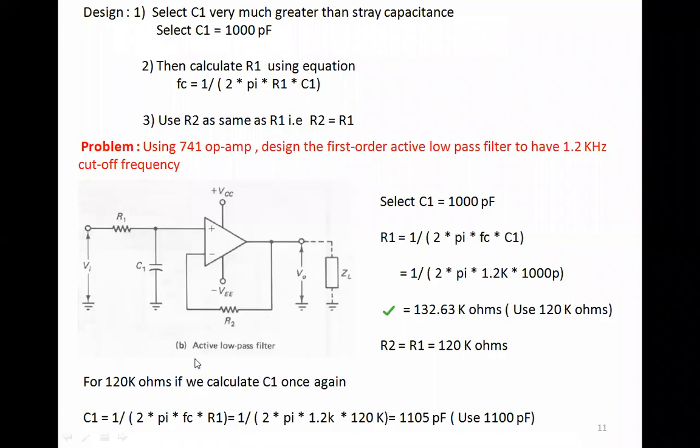So for 120 kilo ohms, we again calculate what is going to be the value of C1, because we need to get the practical values, right? So C1 is equal to 1 by 2 pi FC into R1. So 1, 2 pi, and FC is 1.2 and R is 120. Using this formula, I put in R to get the value of capacitance. That is going to give me about 1105. So I'm going to use the standard 1100 picofarad.